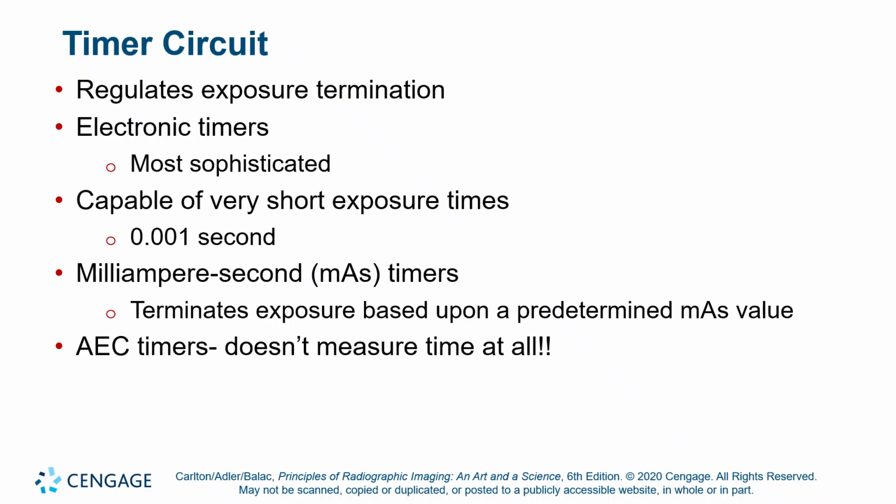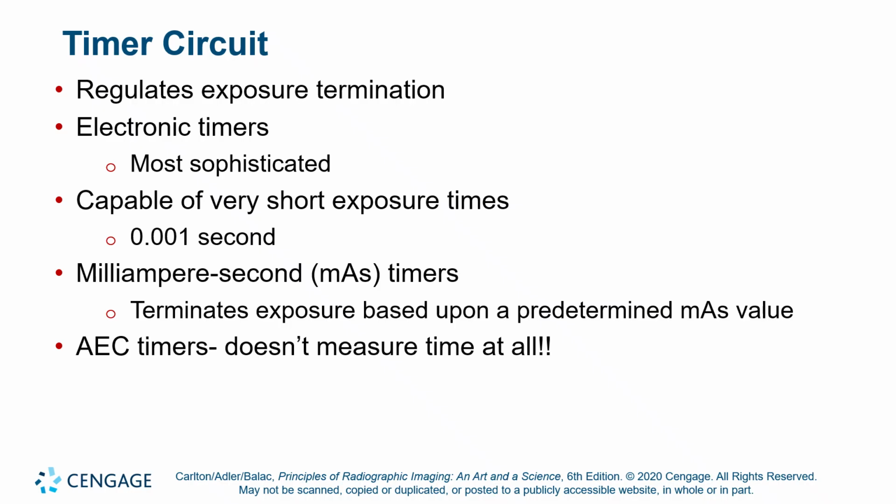Okay, our timer circuit regulates exposure termination. Electronic timers are our most sophisticated ones, capable of very short exposure times as low as 1/1000th of a second. Okay. Our mass timers terminate the exposure on a predetermined mass value. This may or may not be a falling load generator. Okay.